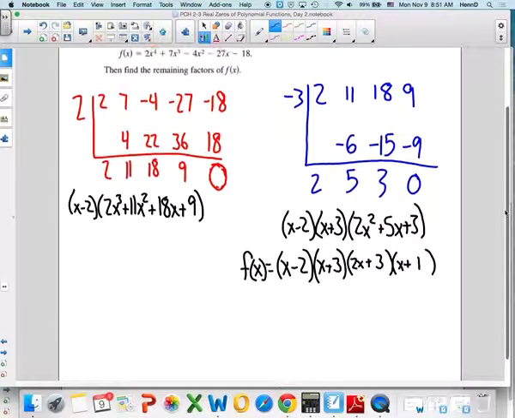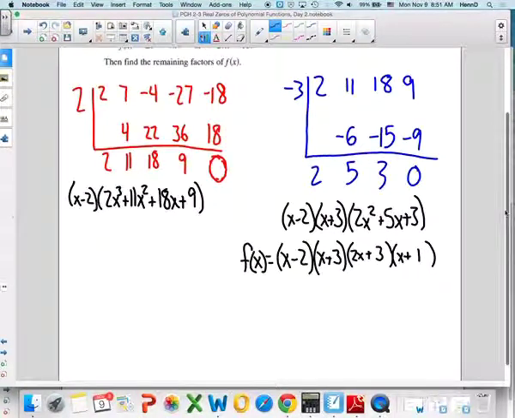Find the remaining factors of f of x. So we found our last two factors of f of x. And then we could say, alright, that means our zeros would be x equals 2, negative 3, negative 3 over 2, and negative 1. Okay?